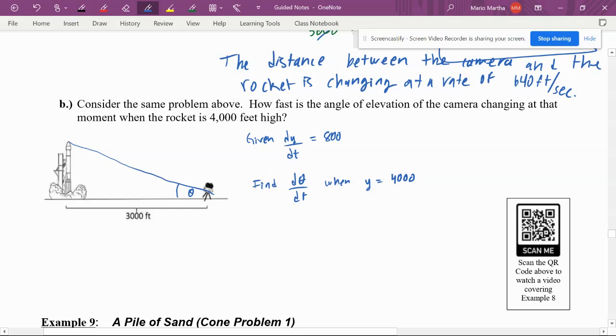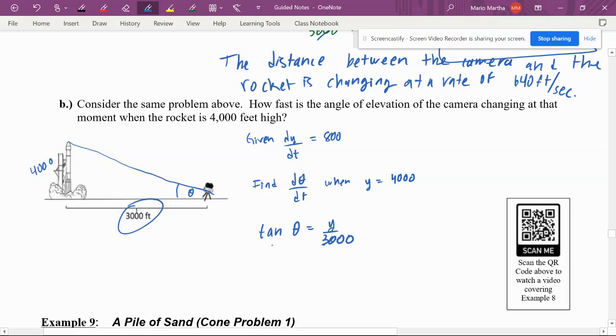To do that, if you know this is 4,000 and we know this is 3,000, using the classic SOHCAHTOA, we're going to use opposite and adjacent because those are the two values we're given. So we can use tangent of theta, which will be equal to y over 3,000. Remember, we want to make sure that we substitute the value of y only after we take the derivative, so that we don't eliminate it as a variable, as a derivative constant.